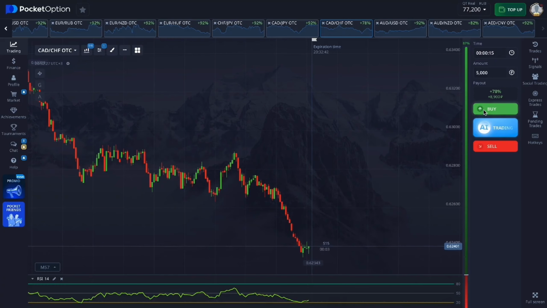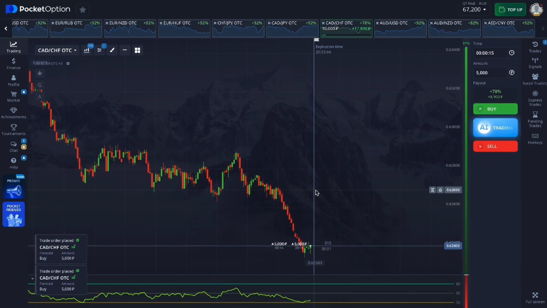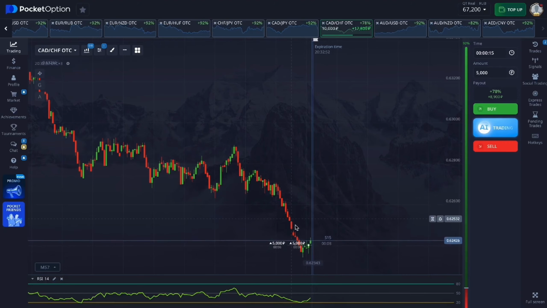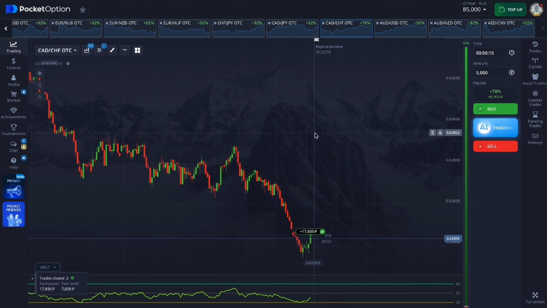Now, I think this looks like a really solid entry point for us. We opened 2 trades for an increase because a reversal upwards has already started here. Alright, let's watch. Excellent. Both trades closed in profit.